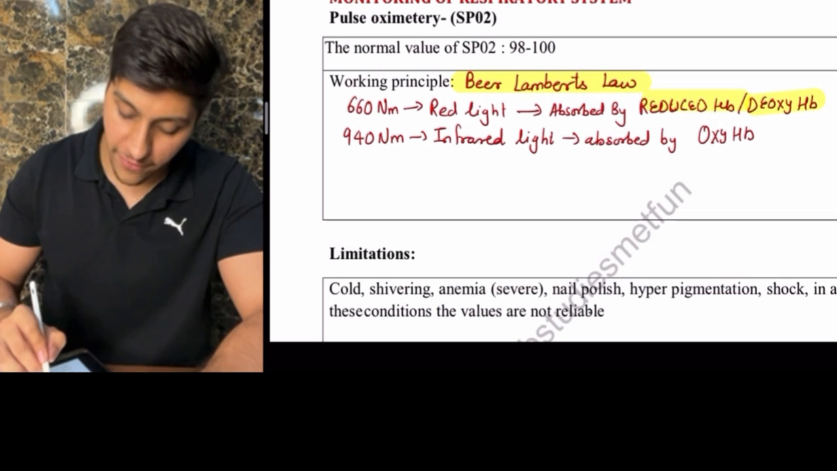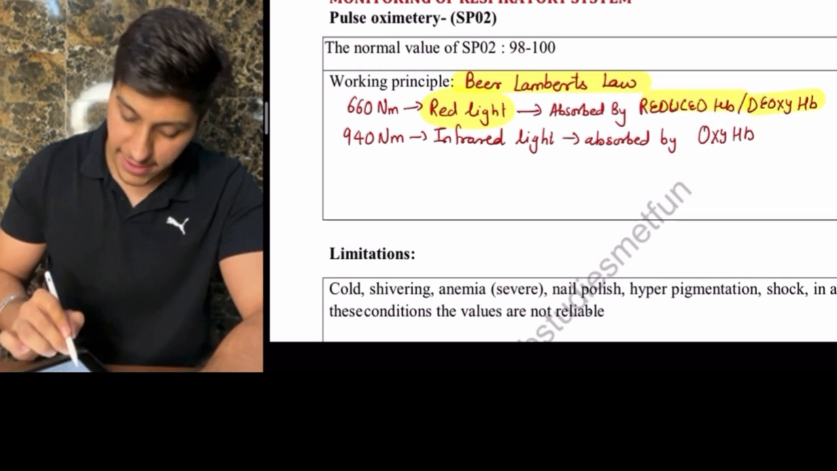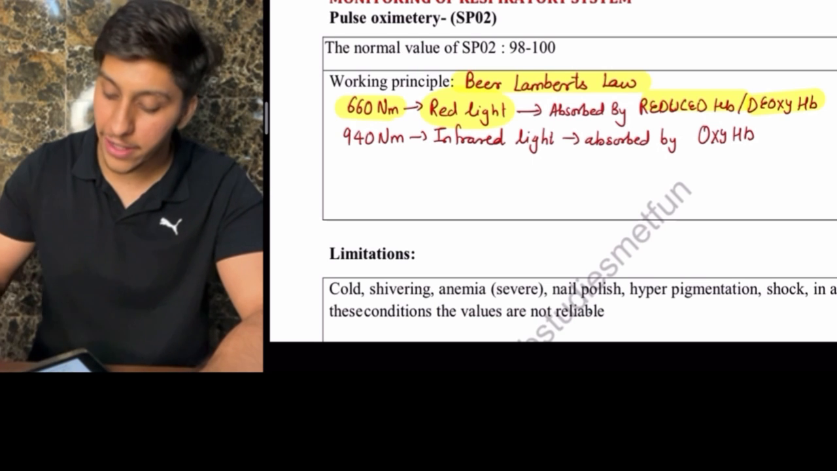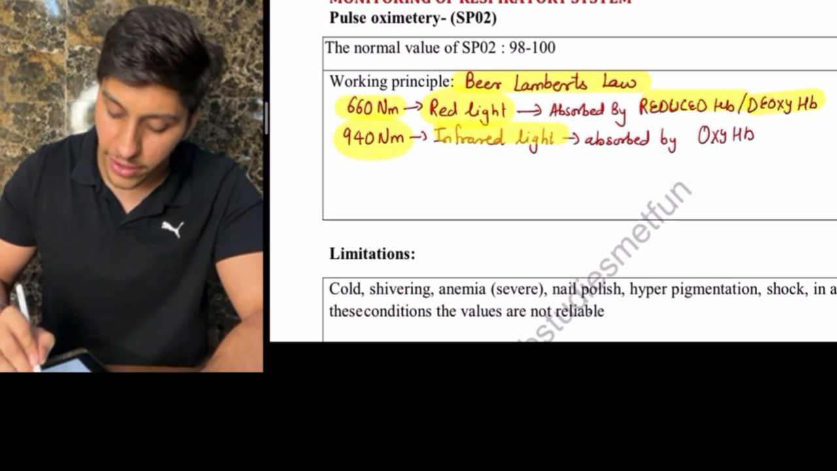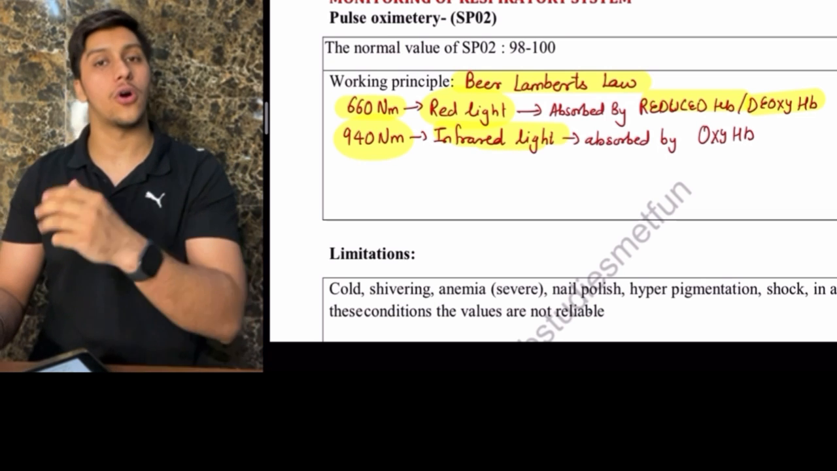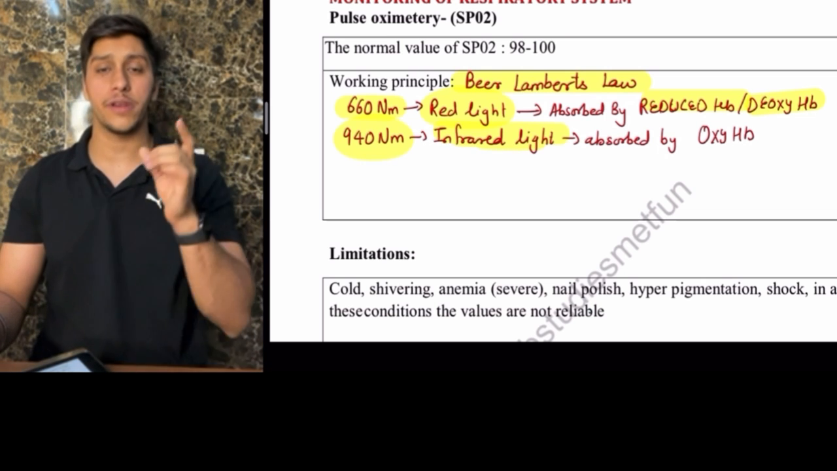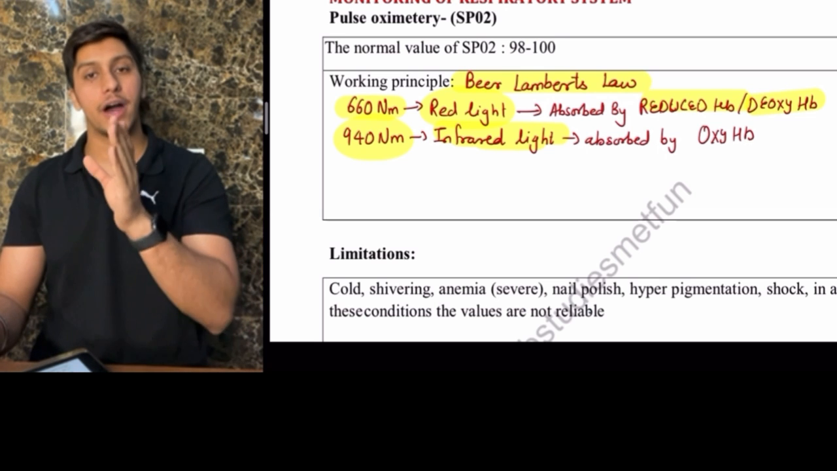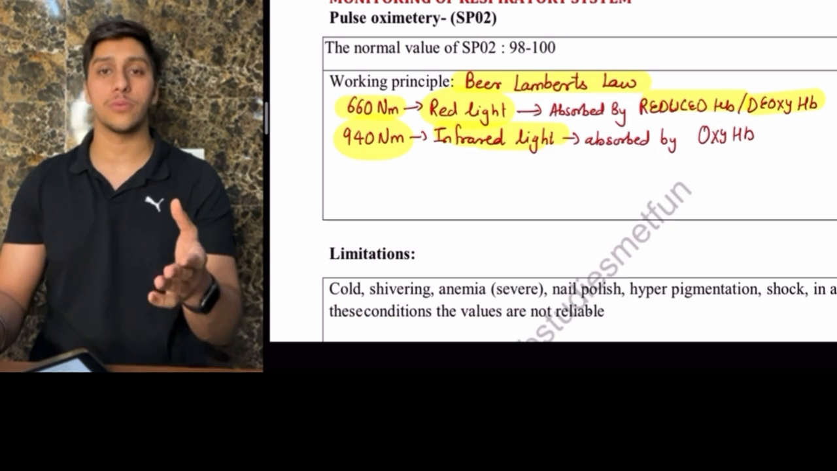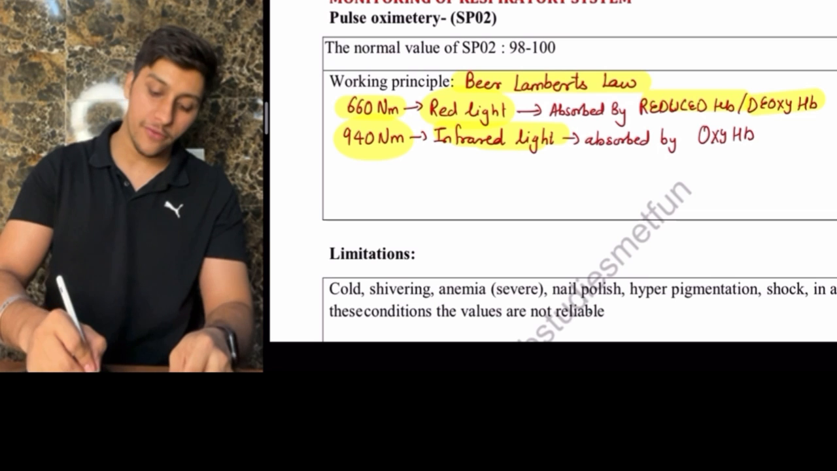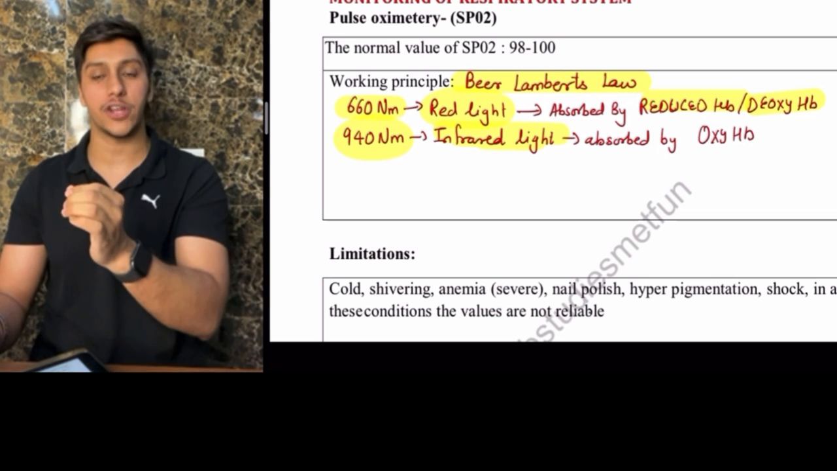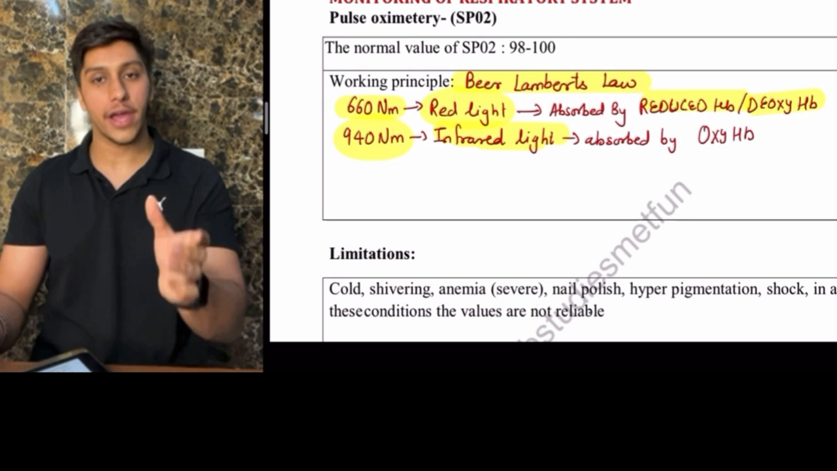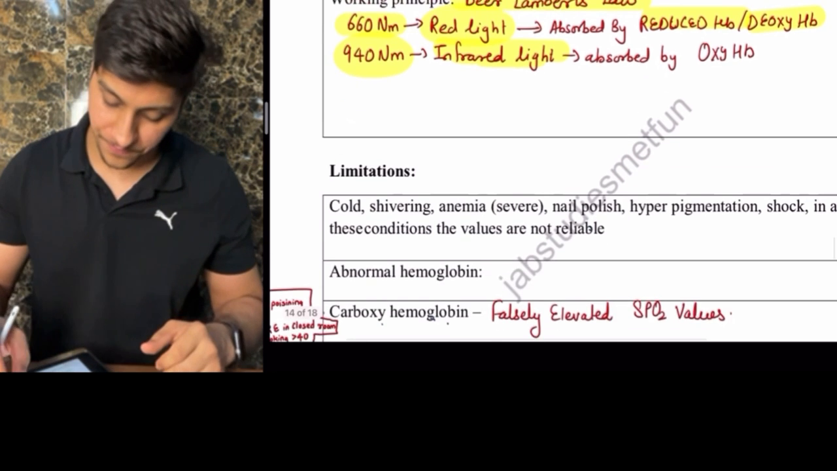So remember, red light is 660 nanometer: R for red light, R for reduced hemoglobin. 940 nanometer is infrared light, which is absorbed by oxyhemoglobin. So oxyhemoglobin, infrared; R for red, R for reduced hemoglobin. Reduced hemoglobin is deoxyhemoglobin. Remember the value for reduced hemoglobin is 660 nanometer, and for infrared it is 940 nanometer.